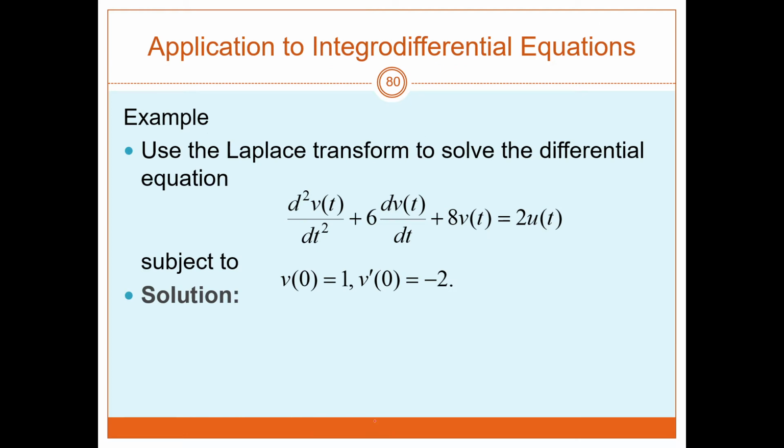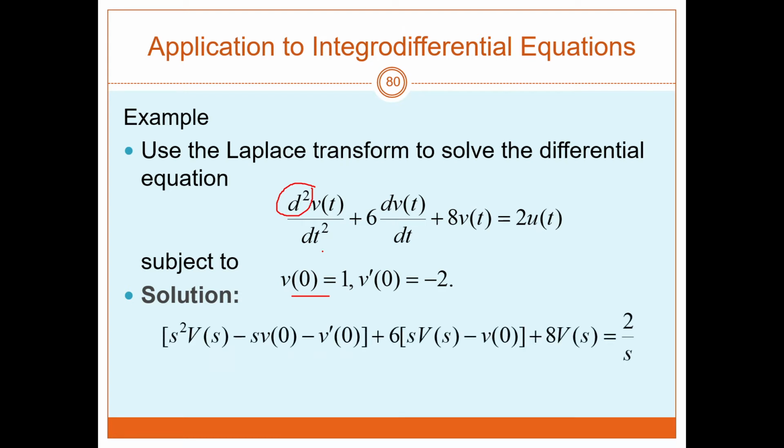Right, so if the function gives you initial conditions, this is the second derivative, so we want to convert it into algebraic equations. Now it will become s squared. So this part is equivalent to this part. That means we have to consider the initial conditions. The initial condition is given by v at time 0 equal to 1, and the first derivative at time equal to 0 is minus 2. Okay, so this is from the table.